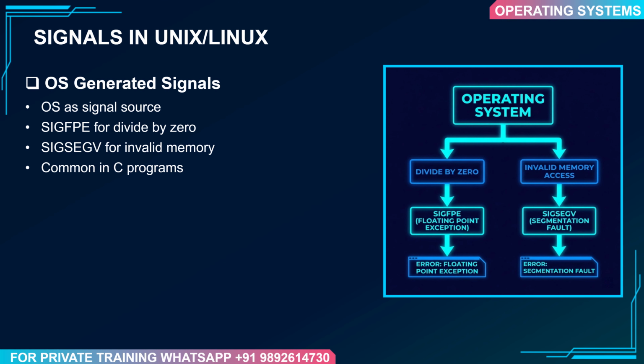Now let us talk about where signals come from. One source is the operating system itself. For example, if a process tries to divide by zero, the OS sends a signal called SIGFPE, which stands for floating point exception. If a process accesses invalid memory, the OS sends SIGSEGV, a segmentation fault signal. You have probably seen messages like segmentation fault when programming in C. That message is directly related to signals.